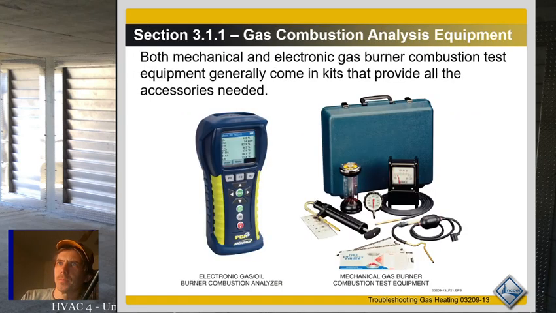Alright, both mechanical and electronic gas burner combustion test equipment generally come in kits that provide all the accessories needed. So when you get a combustion analyzer, usually it's going to come in a kit. And most of them these days are going to be electronic, and you're going to essentially follow the directions in the kit. I've used one a couple times. They give you really good instructions with equipment like this. Just like if you get equipment for measuring airflow and things like that, they generally come with very good instructions.